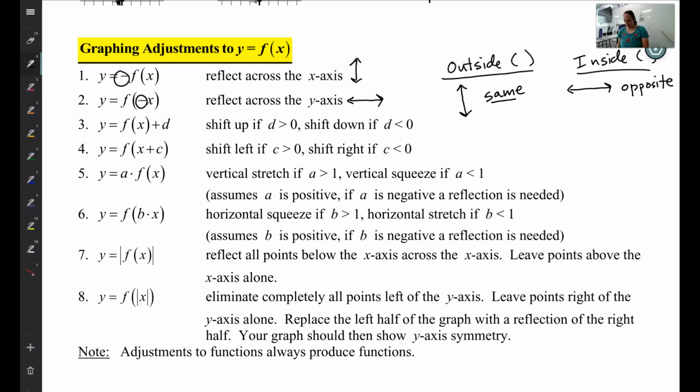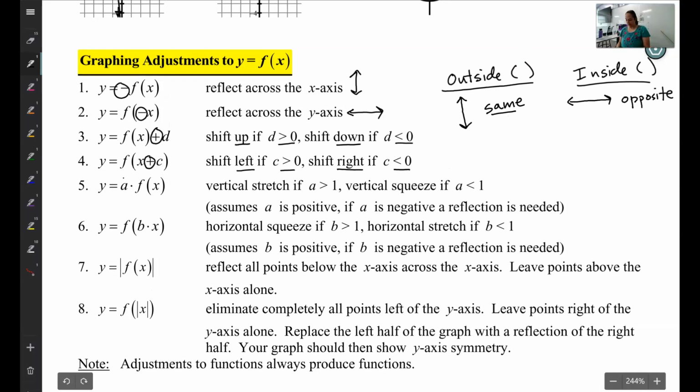If I am adding something outside the function, then I shift up and down, and it's up if it's positive, down if it's negative. So that's intuitive, the same. If I am shifting something, or I'm adding something inside, then I'm shifting left and right, side to side. And it's left if it's positive, counterintuitive, right if it's negative, counterintuitive.